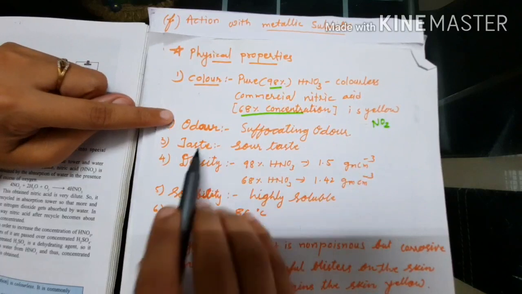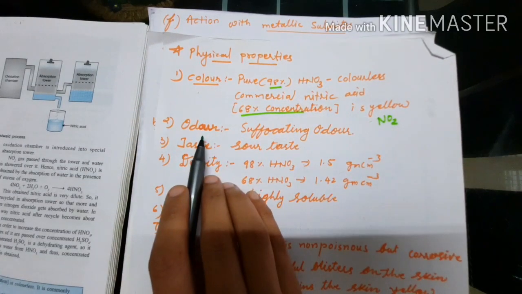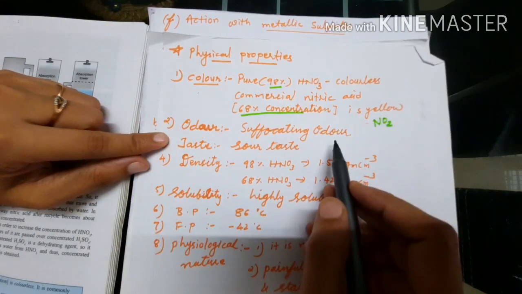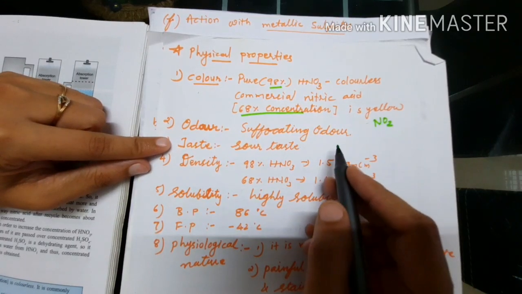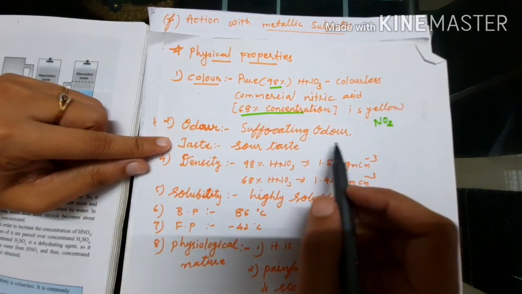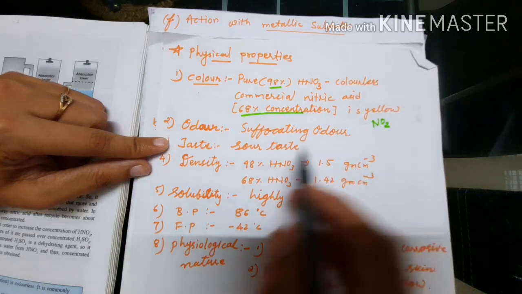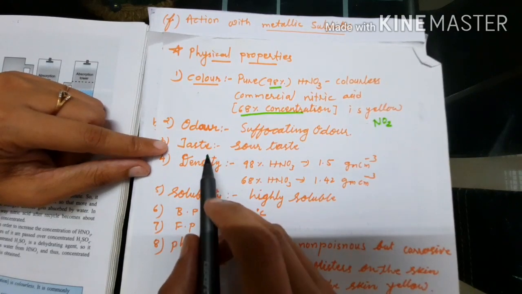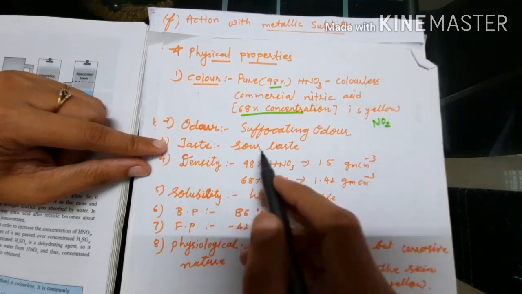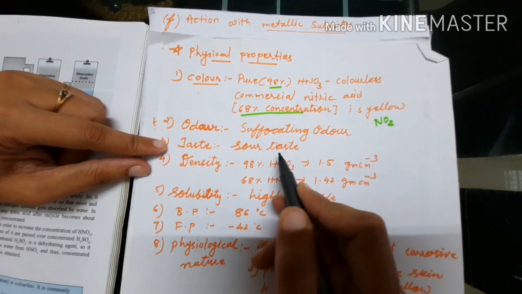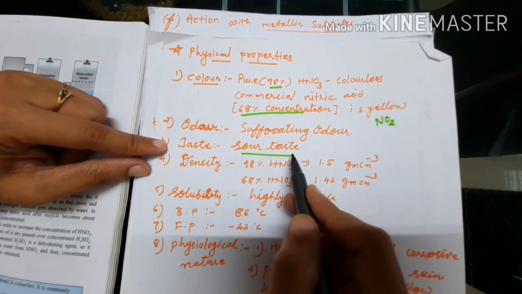Now the odor or smell of nitric acid: it is a suffocating odor, a very bad smell coming from the nitric acid, you cannot tolerate it. Then the taste of nitric acid: it is an acid, so definitely the taste is sour.